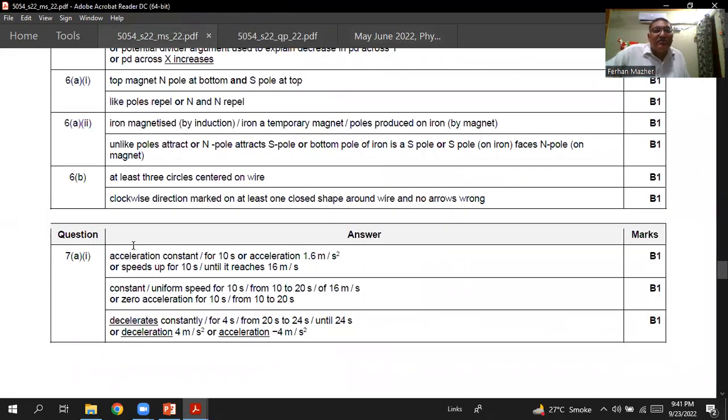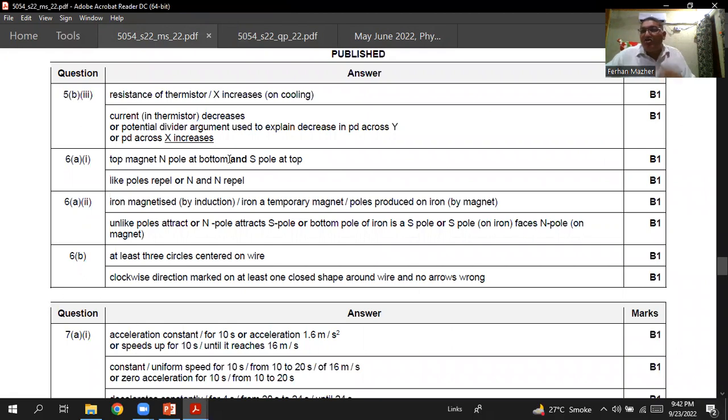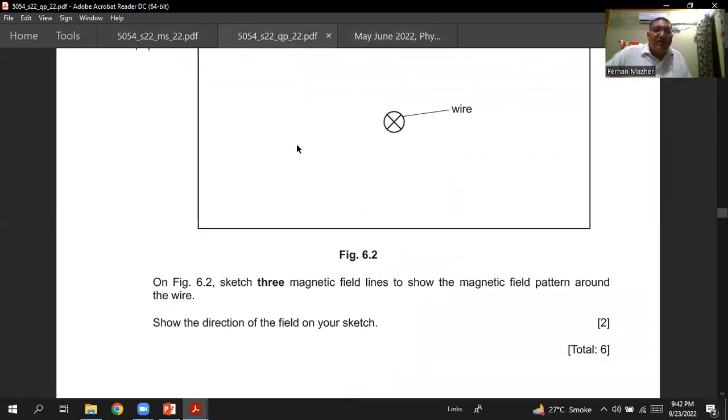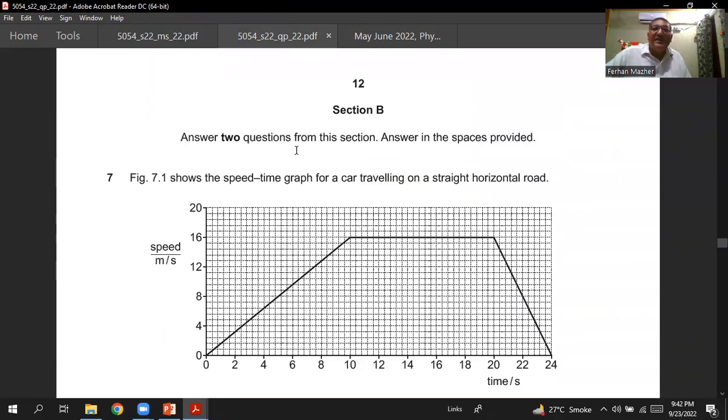And this is question number 6. So we are good. The marking scheme of question number 6 is on your screen. You can pause the video and take your time with this marking scheme. Okay, after this, we go to section B.